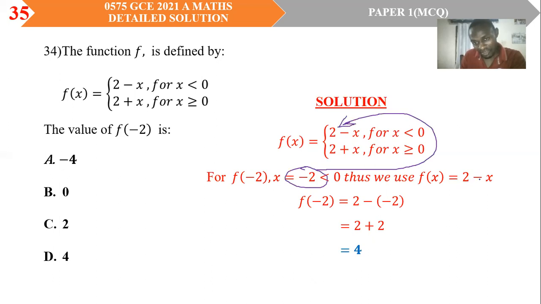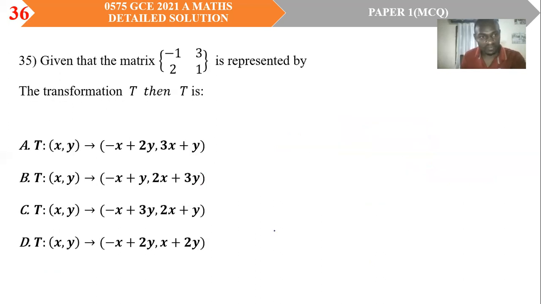So this is the function that satisfies f of negative 2. Thus, we use f of x equal 2 minus x. And in this case, f of negative 2 will be 2 minus negative 2. And this minus negative gives plus 2, plus 2, which is 4. Answer D.